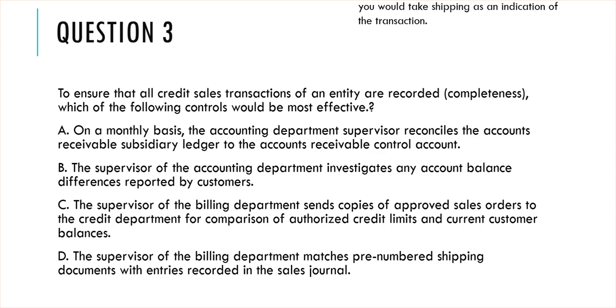So what's happening here is you're going to look at the shipping and go from the shipping back to the invoices to make sure that everything that shipped, because we said that shipping is the best indication of a sale, actually shows up in invoices. And another thing you might do is make sure all the invoices actually show up in the statements that are mailed out to the customers.